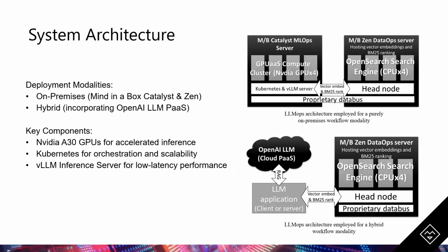The Mind-in-a-Box Catalyst server is powered by NVIDIA A30 GPUs, which provide accelerated inference for LLM-based tasks. Kubernetes orchestrates model deployment, ensuring scalability and efficient workload distribution. The vLLM inference server plays a crucial role in delivering low latency performance. The Mind-in-a-Box Sense Data Ops server hosts vector embeddings and BM25 ranking to enhance search and retrieval performance within our proprietary database.